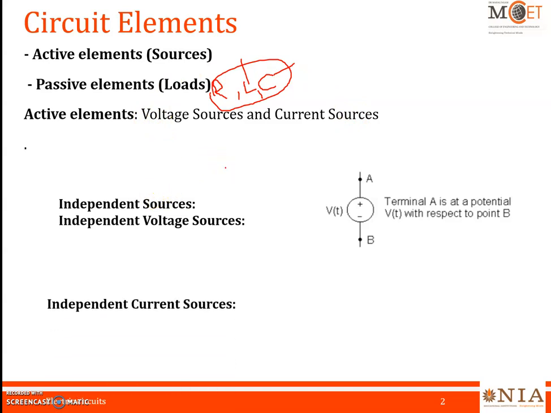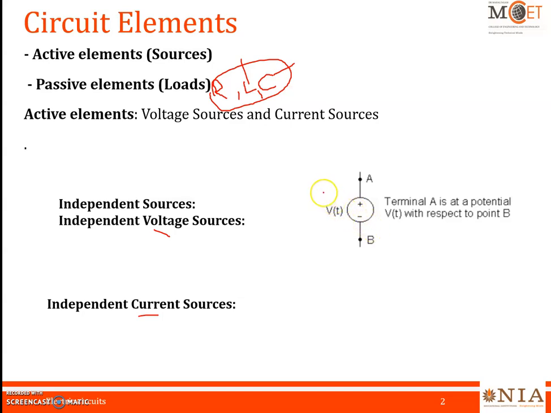This voltage source and current source can be divided into two types. One is the independent source and the other one is the dependent source. In the independent source, we have the voltage source and also the current source. We call it an independent source because it is independent of the current or voltage across any element in the circuit.